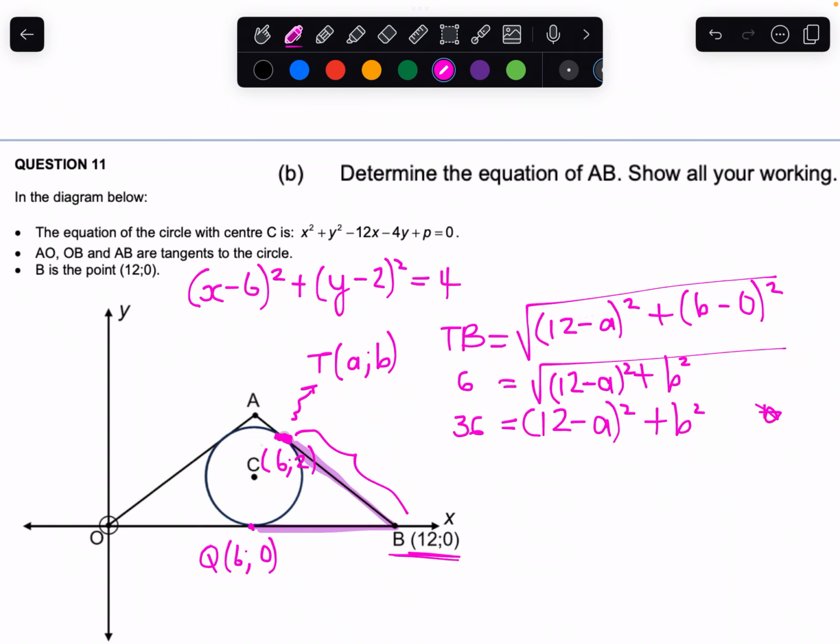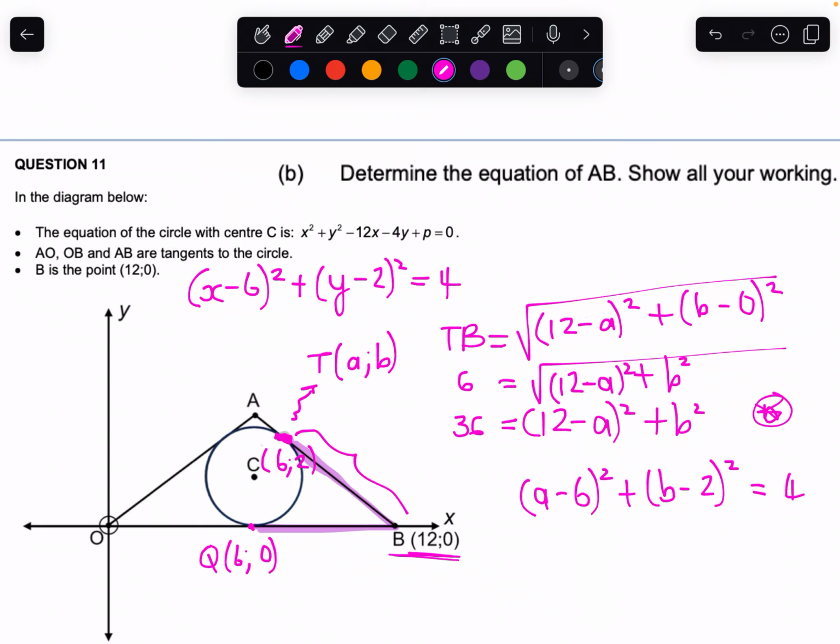So that would be one of the equations. The other equation would be A minus 6 squared plus B minus 2 squared is equal to 4, because we know that T lies on the circle.